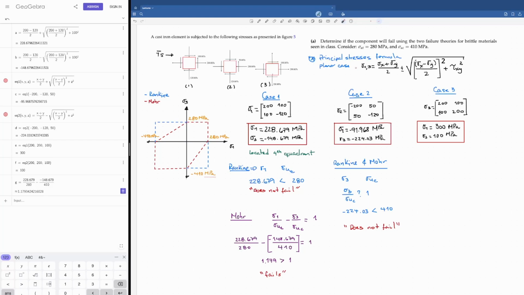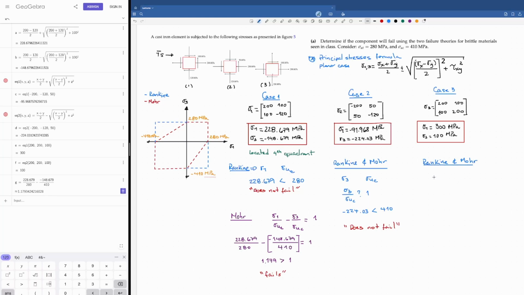What's going to happen with the third case here? Well, at this point here, both are positive, which means that they are located in the first quadrant. And again, Rankine and Mohr are practically the same in that quadrant, so I can write here Rankine and Mohr.